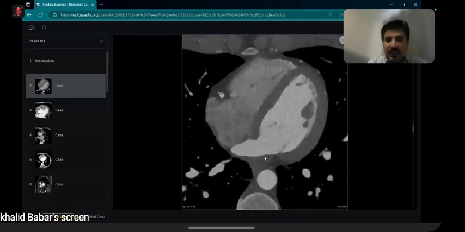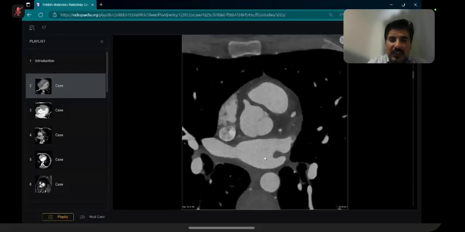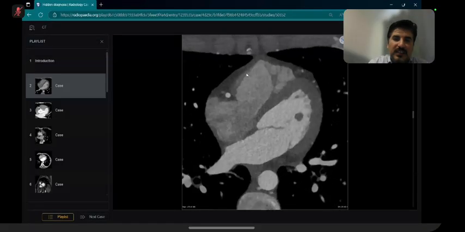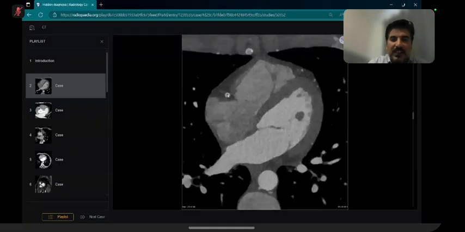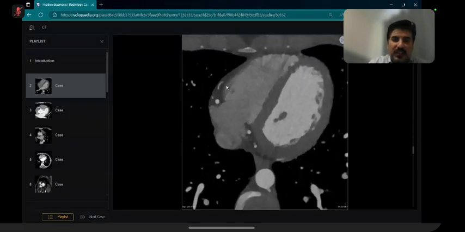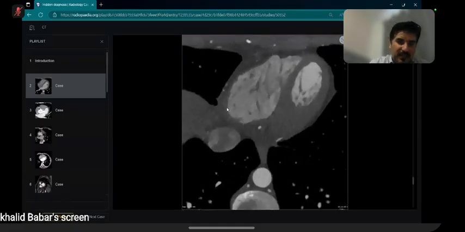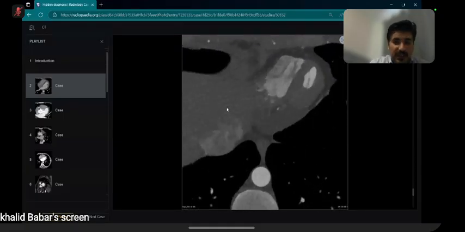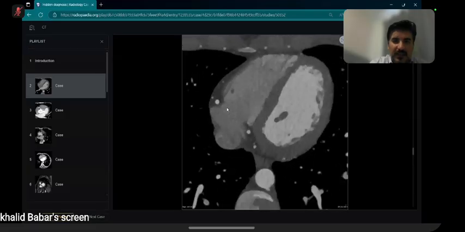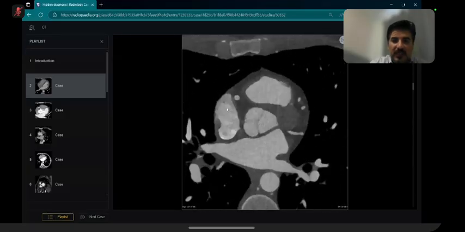So if you look at the course of the right coronary artery, it supplies the right ventricle by different acute marginal arteries, which are these small arteries, and then it supplies the inferior portion of the left ventricle. And it courses along the right atrioventricular groove.